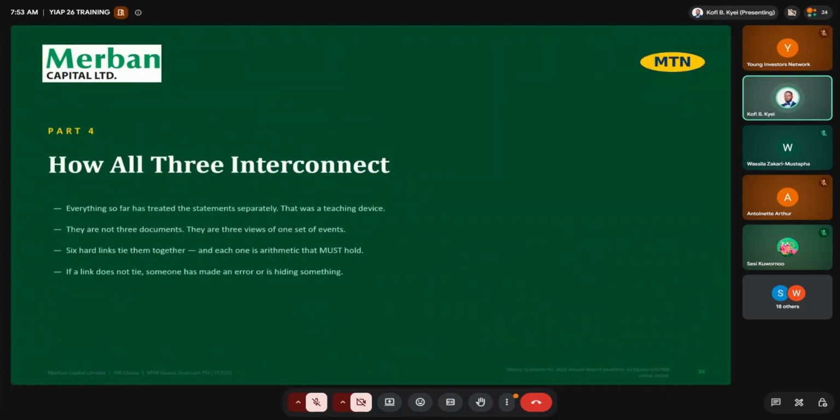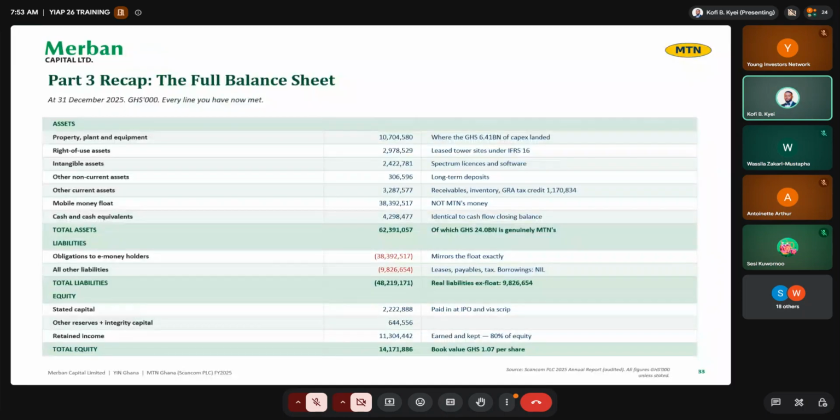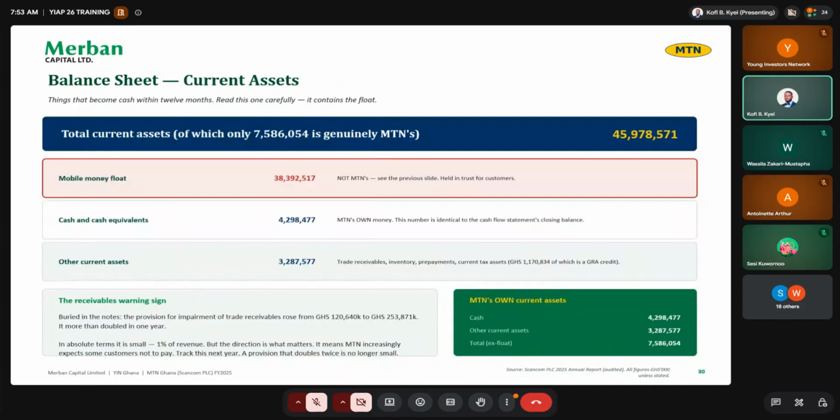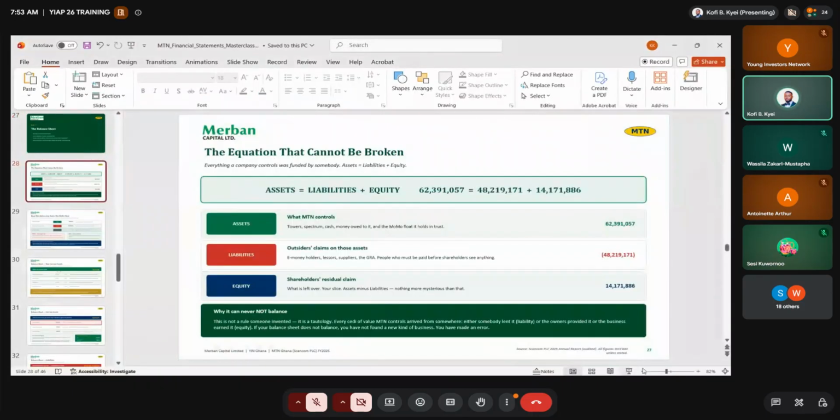We'll be looking at how the three interconnect, or interrelate. It is very important that you understand it, so that if you are not an accountant or you don't read accounting, you can easily understand how they interrelate and why some of the figures appear in the various statements. So please don't run away from us. We are here to help you.